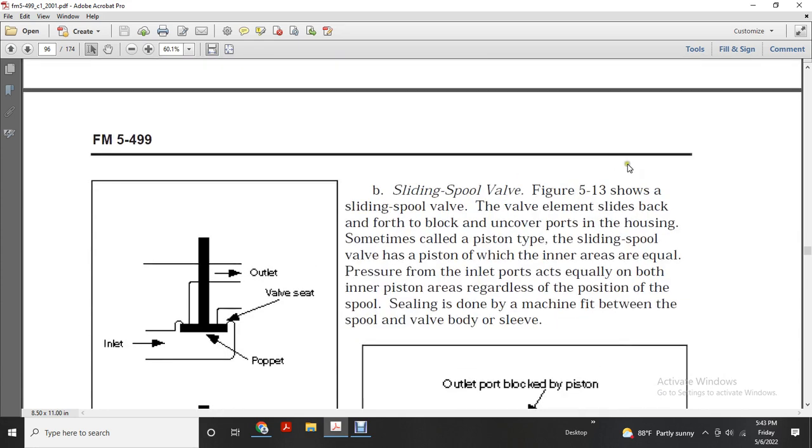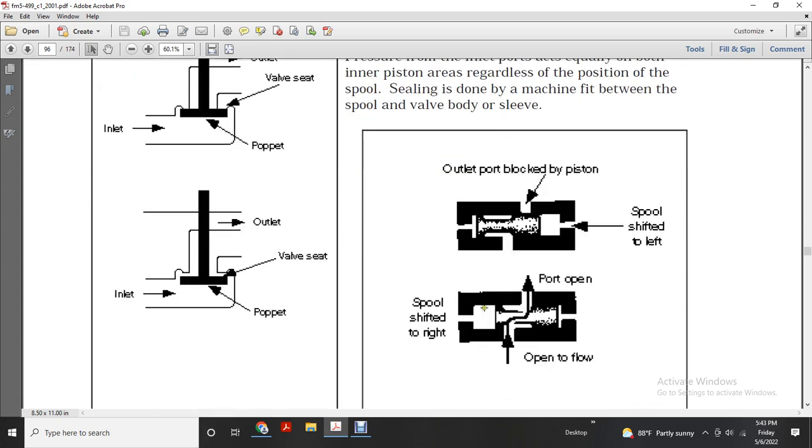Sliding spool valve, figure 5.13, shows the sliding spool valve element sliding back and forth to uncover the ports of the housing. It is called the piston type of sliding spool valve, with the piston in the inner area having equal pressure. Inlet port pressures are equal on both inner pistons regardless of the position of the spool. Sealing is done by the machine fitting, which may be by the spool or valve body or sleeve.